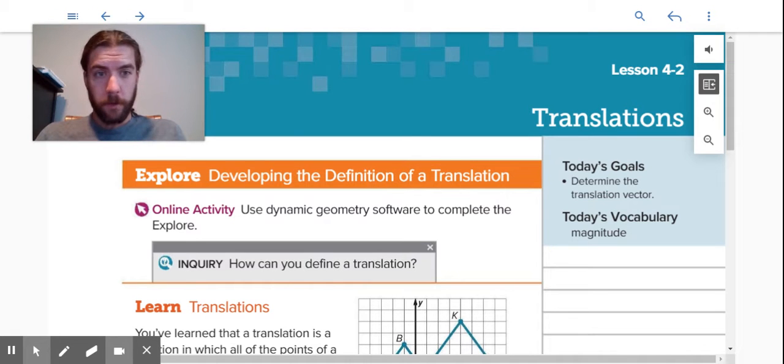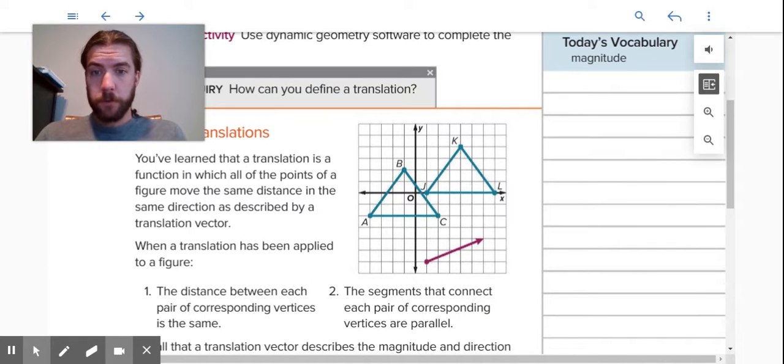Okay, here we're covering lesson 4.2, which is on translations. You've learned so far that translation is a function in which all of the points of a figure move the same distance in the same direction as described by a translation vector. If you've never seen this word vector before, it is simply a fancy word for an arrow. It's a description of a direction and a distance at the same time.